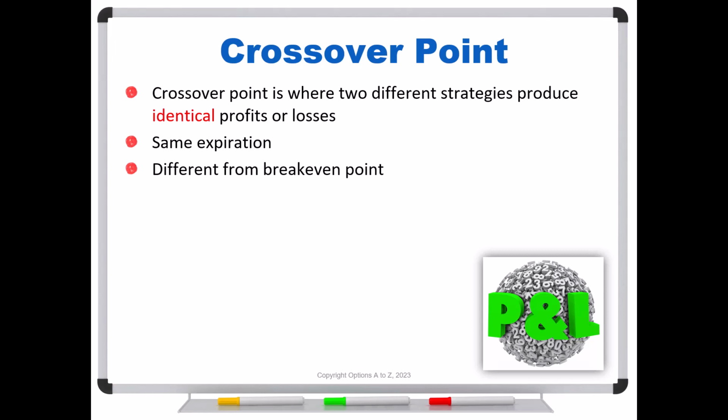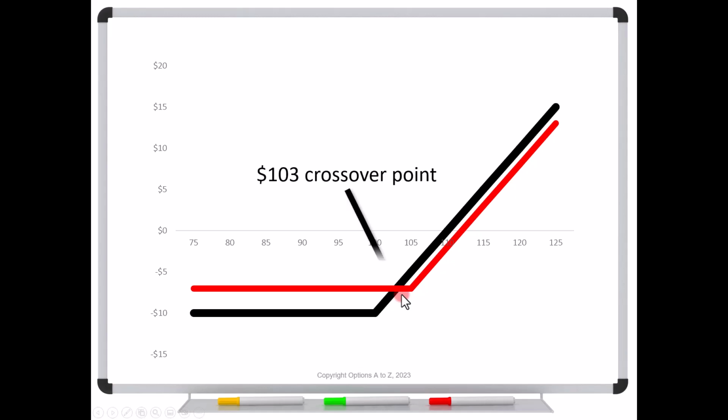So for example, let's say that we have the $100 call trading for 10 and we have the 105 call trading for 7. And if we overlay these, right there is our crossover point at 103. So at 103, both strategies produce the same profit, or in this case, the same loss. So if we paid $7 for the 105 call in red, and the stock is here at 103, it expires worthless, you lose 7. If you buy the $100 call for 10, and the stock is 103, it now has $3 of intrinsic value, so you get $3 back, you spent 10, and you're out 7, exactly like the trader who bought the 105 call.